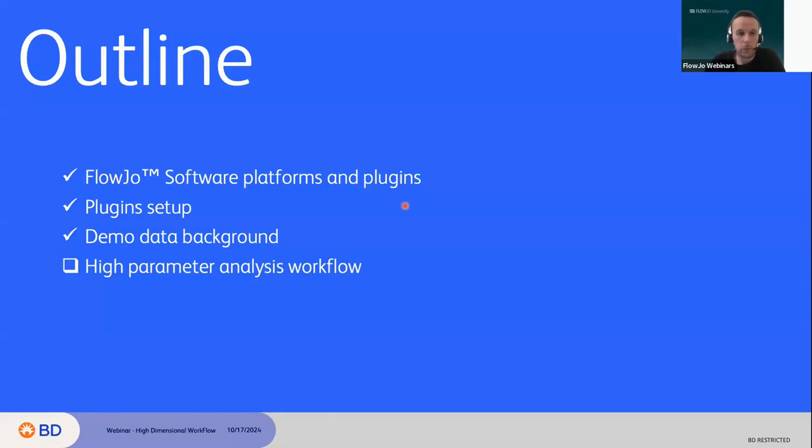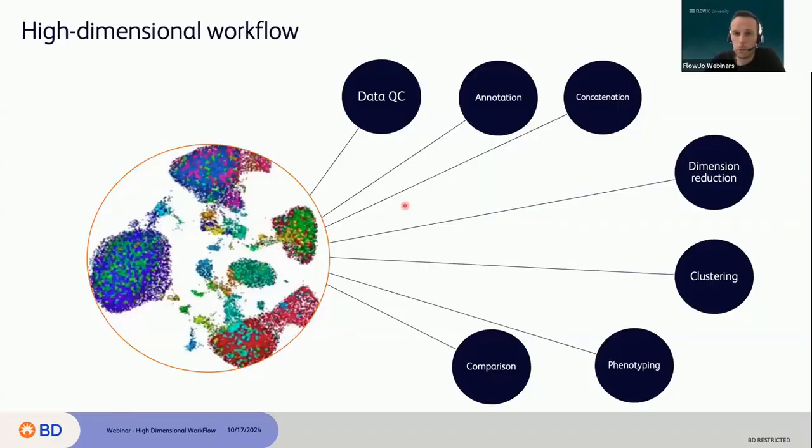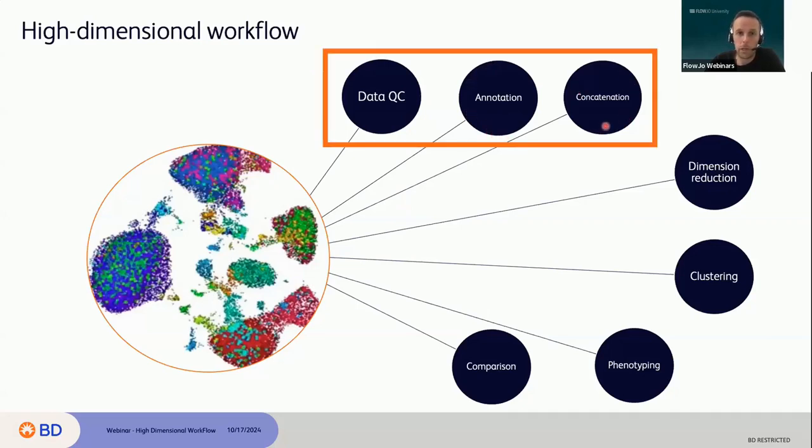So let's go to the workflow. Here's the workflow for high parameter analysis. First is going to be data QC. Then we're going to do the annotation. Then we're going to do the concatenation. Really, those first three steps are to clean up your sample to make sure everything is ready to run the algorithm. Then we're going to run the algorithm, your dimensional reduction algorithm and your clustering algorithm.